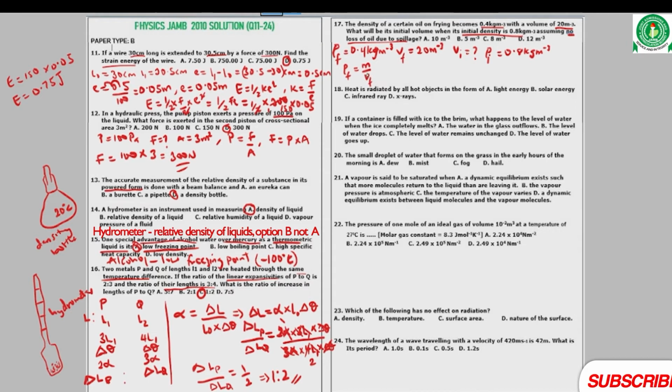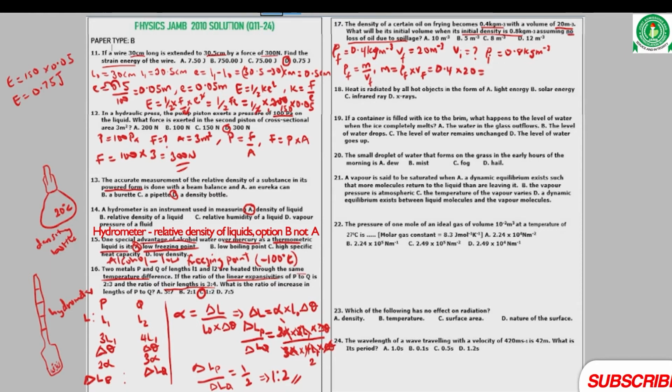F over V. Now the density of a frying oil is equal to mass over the volume of a frying oil. So our mass will be equal to the density of the frying oil multiplied by the volume of the frying oil. So what will our mass be? We have 0.4 multiplied by 20.